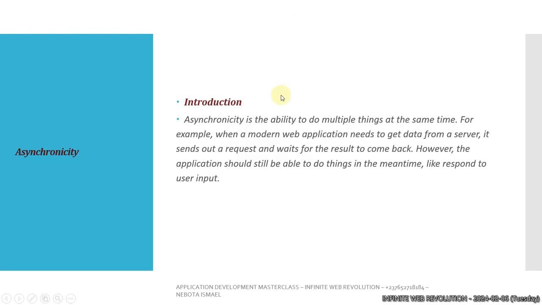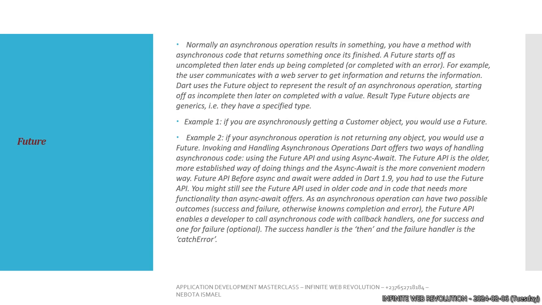Now, we are going to look more at asynchronicity in the future. As of now, we just need to know that we have words like the await keyword and async. These are keywords that enable us to work specifically with asynchronous programming. Now, future. Future is mostly used in asynchronous operations.